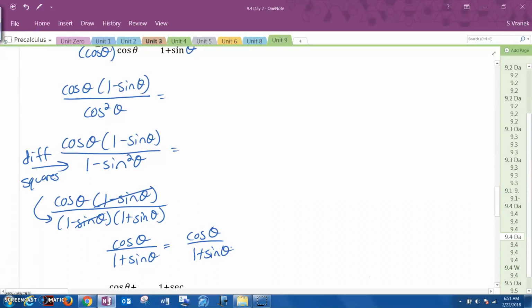Okay. So again, I saw I needed a cosine on top. I did that first. That gave me cosine squared on the bottom, which I can transform into 1 minus sine squared. I can factor it and then cancel. So that's the type of stuff you're supposed to look for.